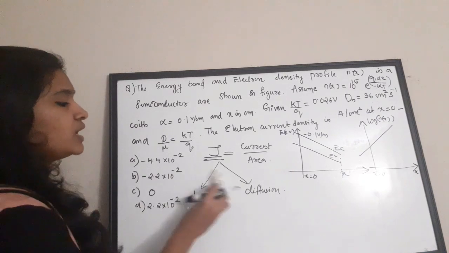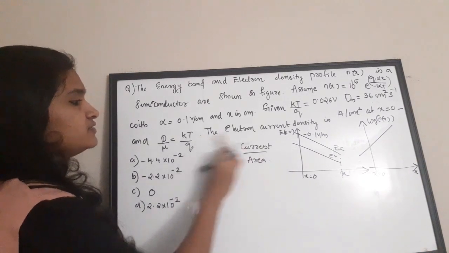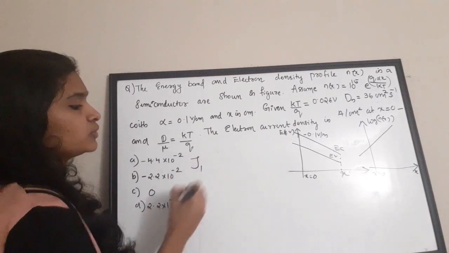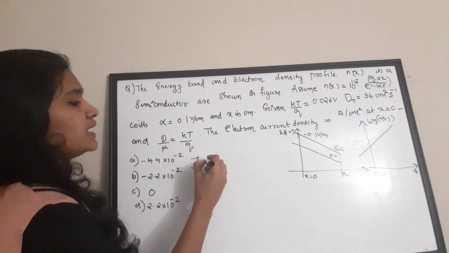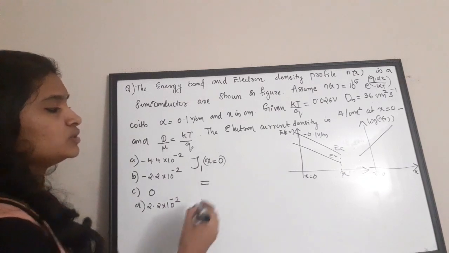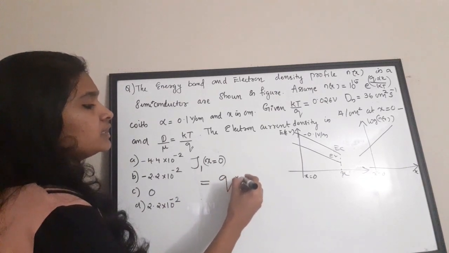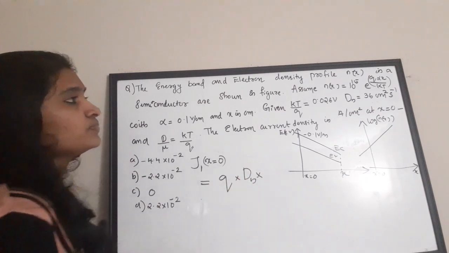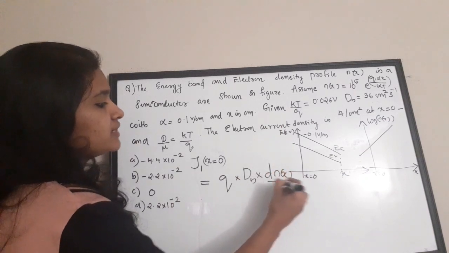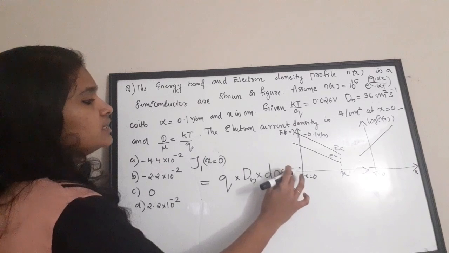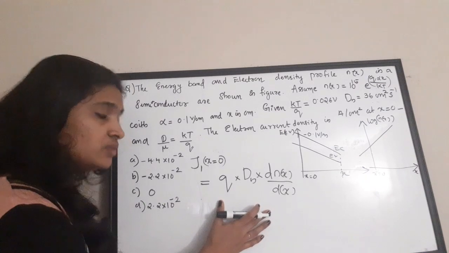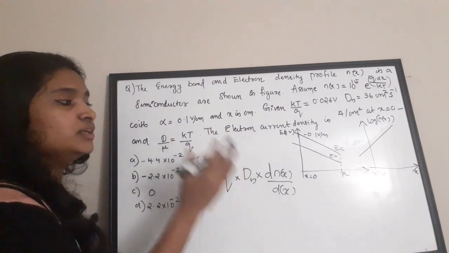Okay, so how will we find the diffusion current density? First, let us talk about that. The diffusion current density, J1 I am going to call it. So J1 at x is equal to 0 will be equal to Q into Dn, the diffusion constant, into the differential of the electron density profile, dn(x) by dx. Okay, so this is the equation. We have not discussed this equation in the earlier video, so just note this down. This is the current density due to diffusion.